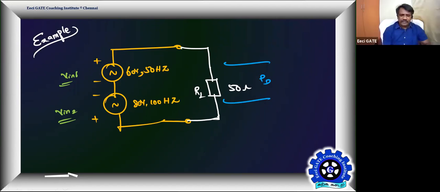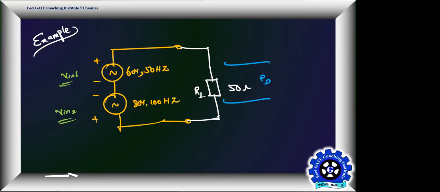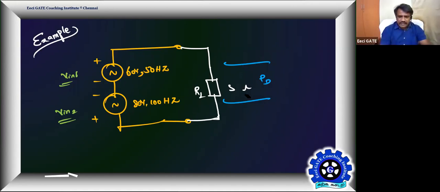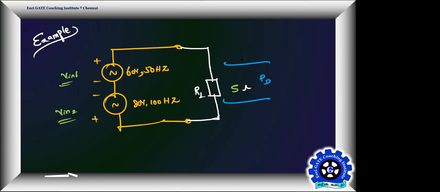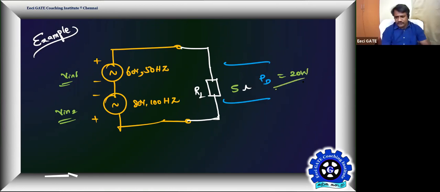So then you made 80 square plus 60 square, root of the answer. What is that voltage? Effective? 100, sir. Okay. Then make 5 ohms instead of 50. Now what is your answer, Tejal? 20 watts. Okay, 20 watts is the power delivered to the load.